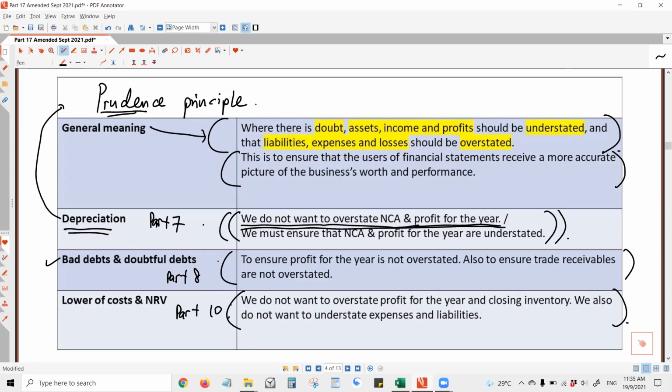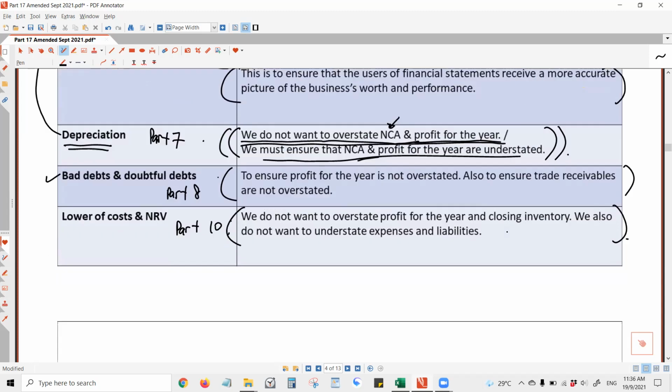We do not want to overstate NCA or profit for the year. So you can hardly change any term of the line. That means you have to follow strictly. Can you replace the NCA with any other things? No. Just write NCA. So just follow strictly. There's nothing much we can change about the answers here. So prudence principle table, you go through yourself.